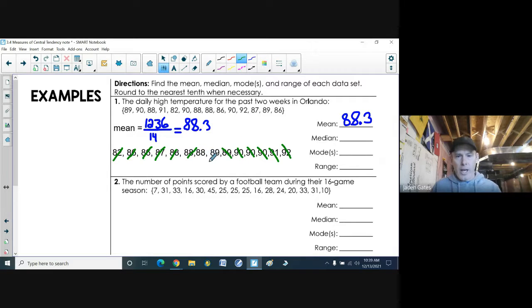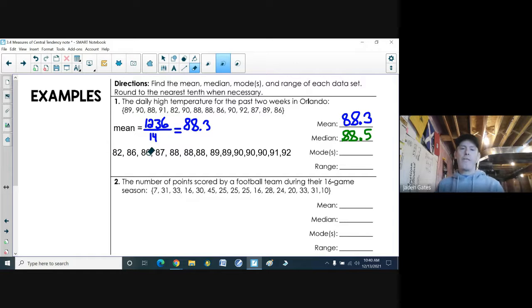Now look, I've got 2 in the middle because I have an even number, 14. So my median is going to be between these two numbers. Between 88 and 89 is 88.5. So that would be my median. I just don't have one number in the middle. All right, so there's my median.